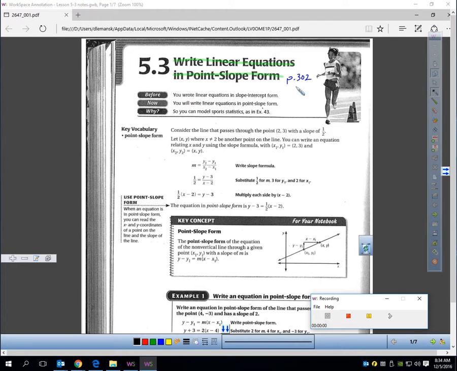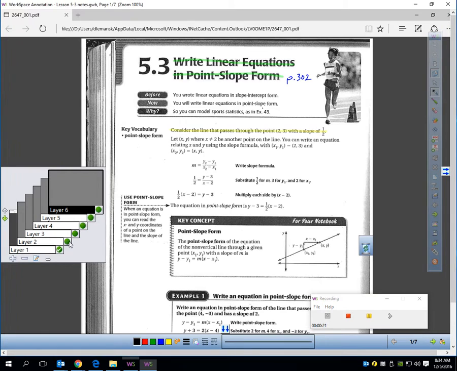Lesson 5.3. You're on page 302. This lesson is entitled Writing Linear Equations in Point-Slope Form. Point-slope form is another way you can write an equation other than slope-intercept form. Let's read this first part together.